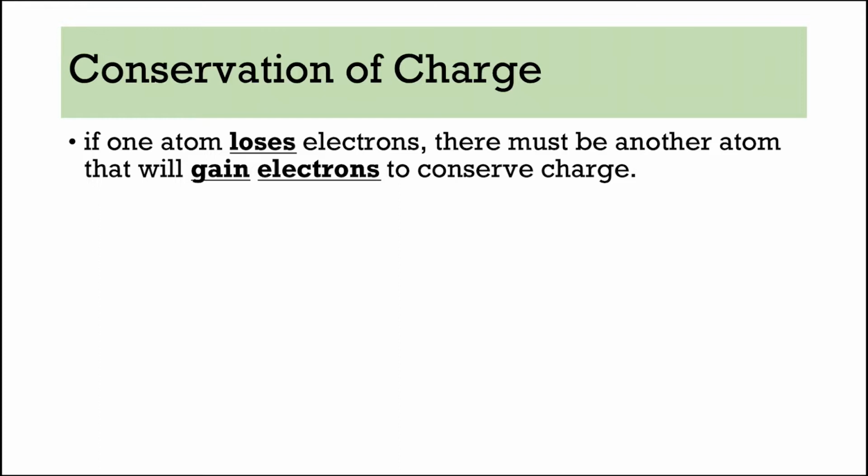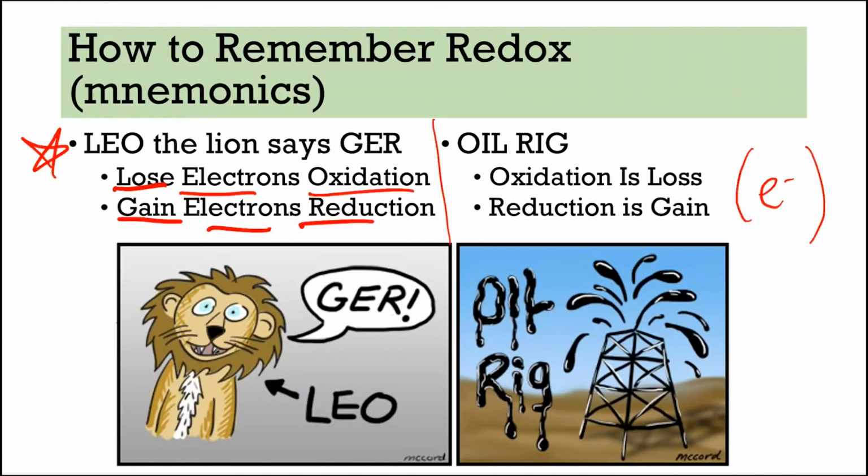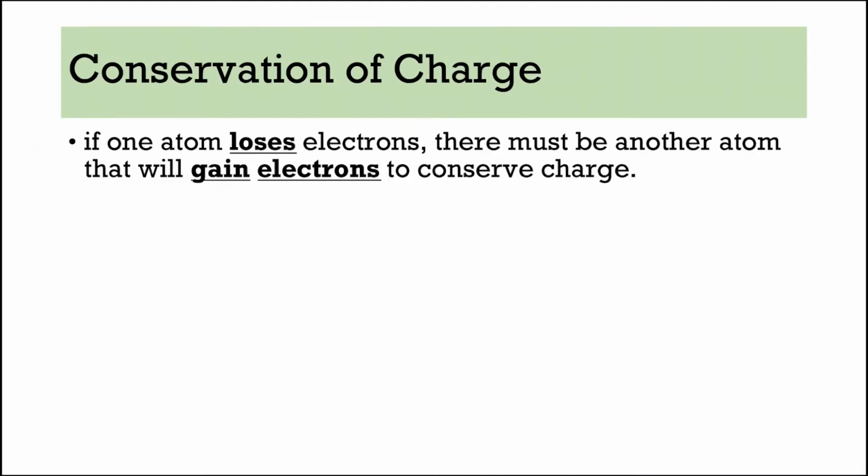If one atom is losing electrons, those electrons don't just magically disappear. They're gained by something else. That's what redox is. Something is losing electrons, and as something is losing them, something else is picking up those electrons. That's what we mean by these two reactions, reduction and oxidation, happening at the same time, or simultaneously.